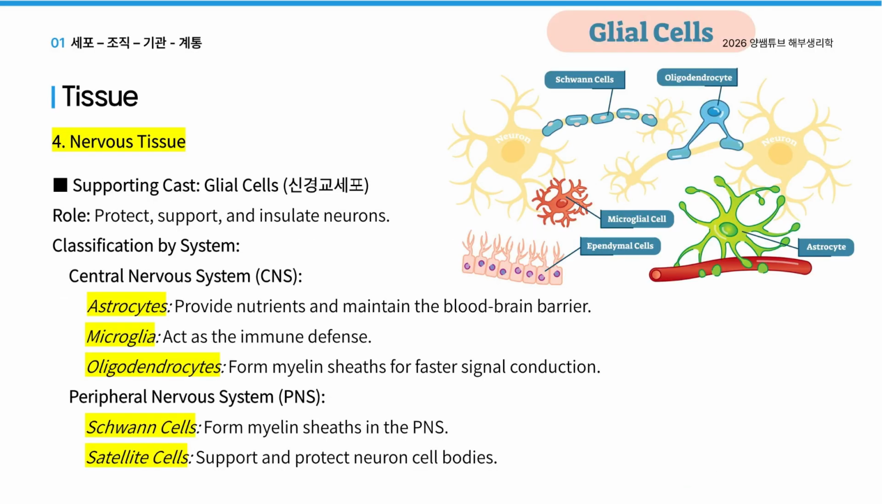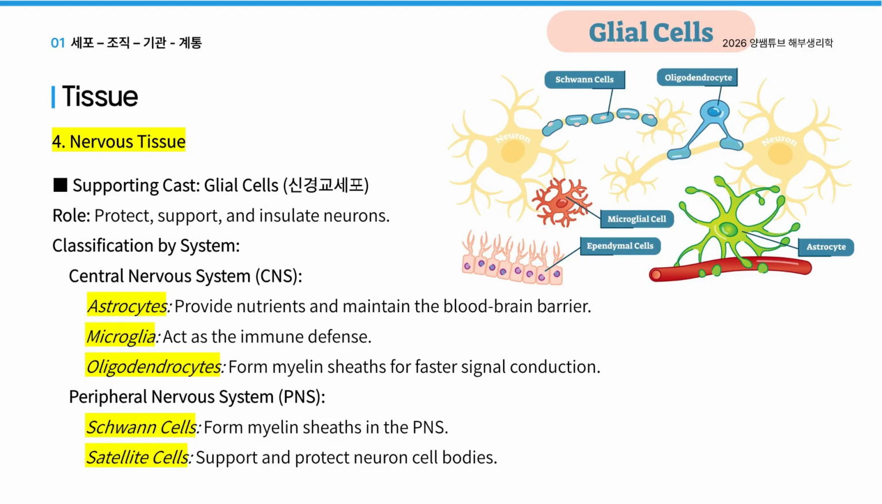We've met the stars of the nervous system, the neurons. But even the best stars need a great supporting cast. Let's talk about the supporting cast of our nerves, glial cells. Glial cells might not send signals themselves, but they are essential. Their primary roles are to protect, support, and insulate our neurons. Without them, our nervous system would literally fall apart. As you can see on the screen, we categorize these helpers based on where they work: the central nervous system, CNS, or the peripheral nervous system, PNS.